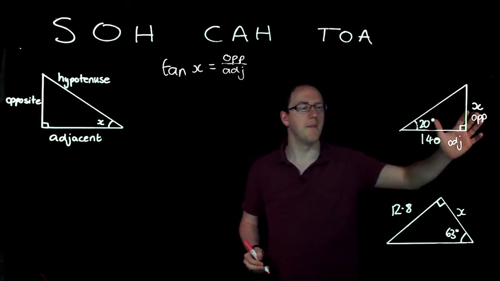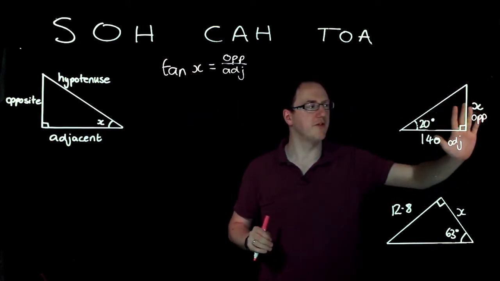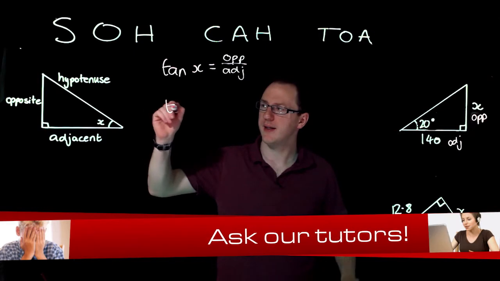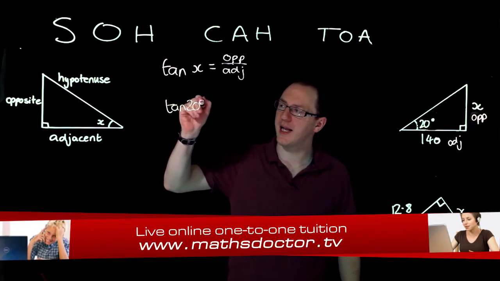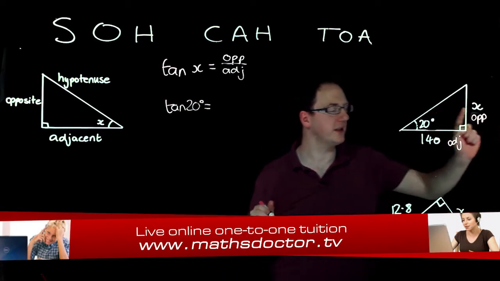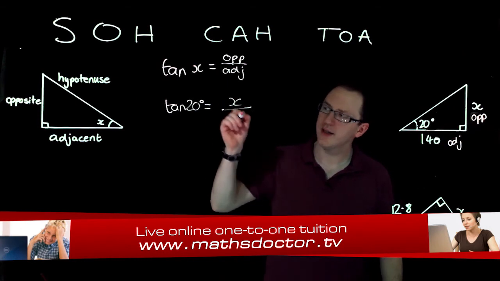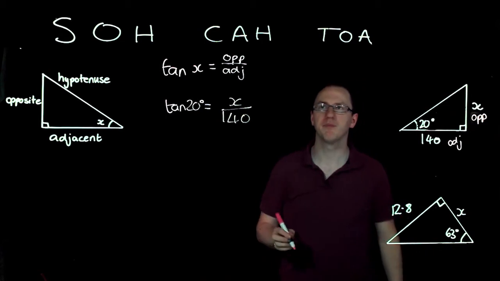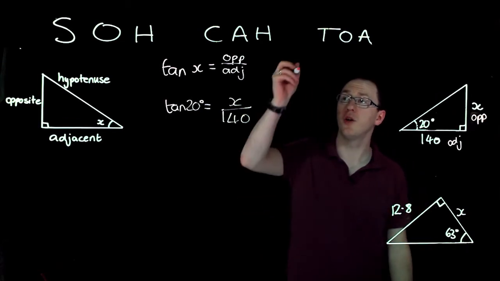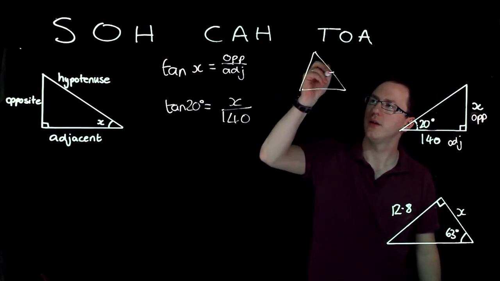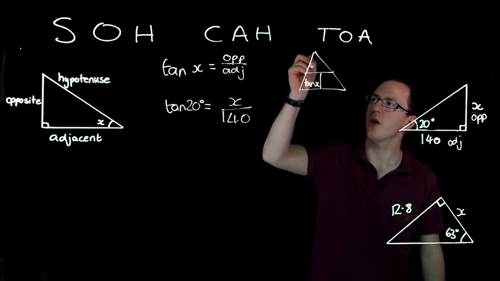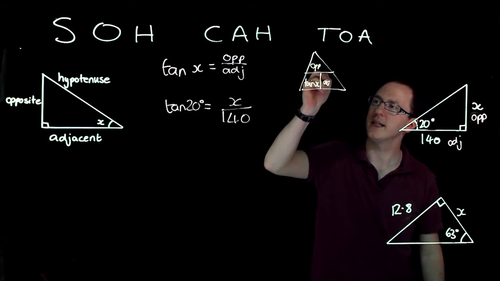So I'm going to write this out again with all the information I can from my triangle. So tan of my angle, in this case that's 20 degrees, so tan 20 equals the opposite, x, divided by the adjacent, which is 140. So to help me work this out, I'm going to draw a formula triangle. So that's tan x equals opposite divided by adjacent.